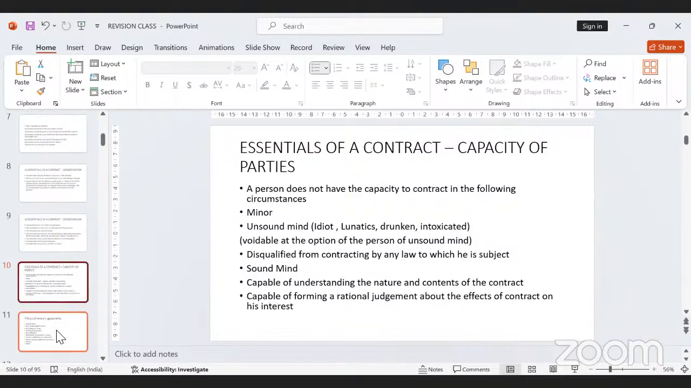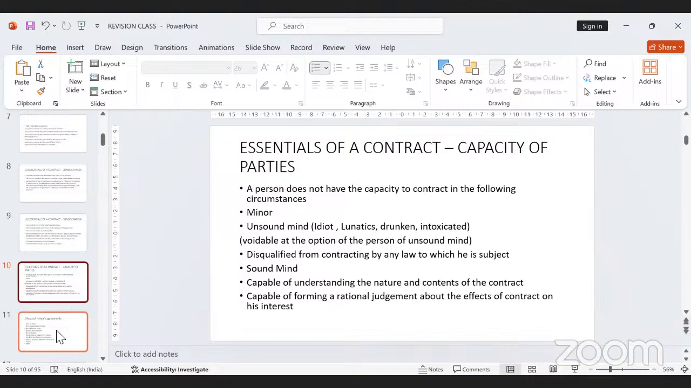This is again important. Capacity of parties to contract. See, parties should have the capacity to contract. When do parties not have the capacity to contract? Parties do not have the capacity to contract in three situations. What are those three situations? One is when a person is a minor. That is, a person has not yet completed 18 years of age. Second situation is when a person has unsound mind.